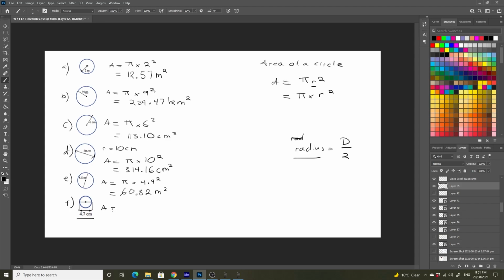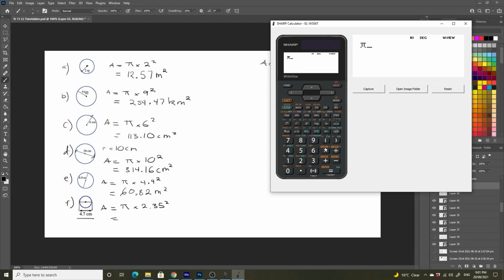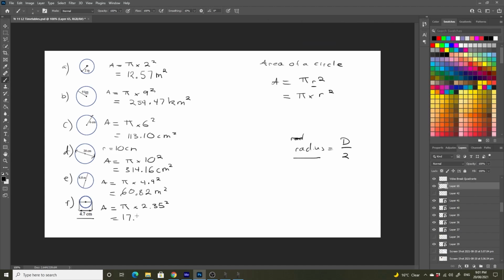So our area is going to be equal to pi times 2.35 squared. And that is equal to 17.349, rounded up, 17.35. So 17.35 centimeters squared. Centimeters, and then squared because it's area.